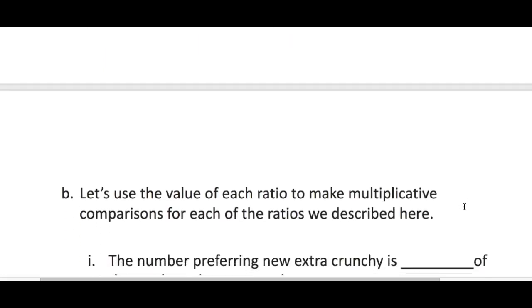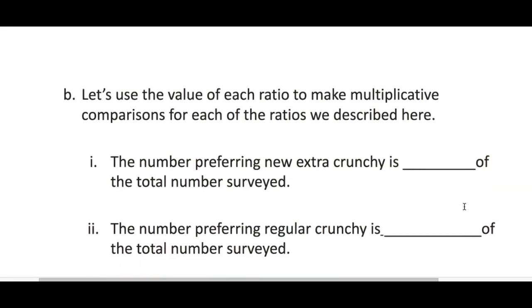Okay, now part B says let's use the value of each ratio to make multiplicative comparisons for each of the ratios we described here. Now don't be caught up on the words. The value of each ratio we've already learned means we're turning the ratio into a fraction.